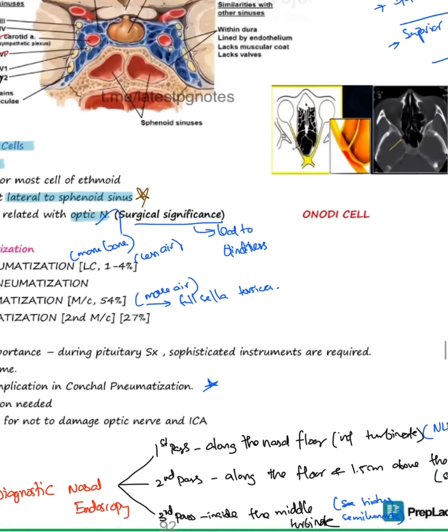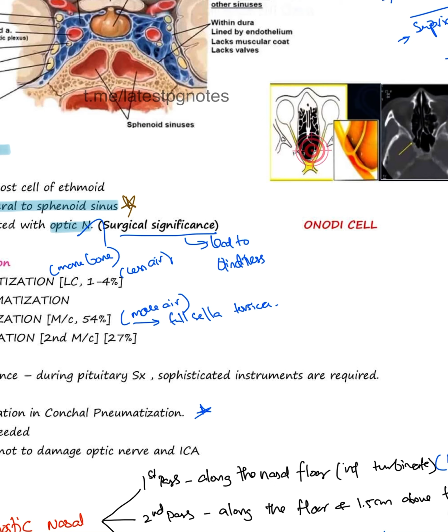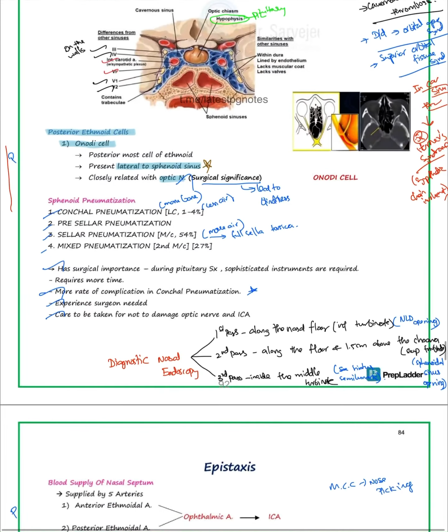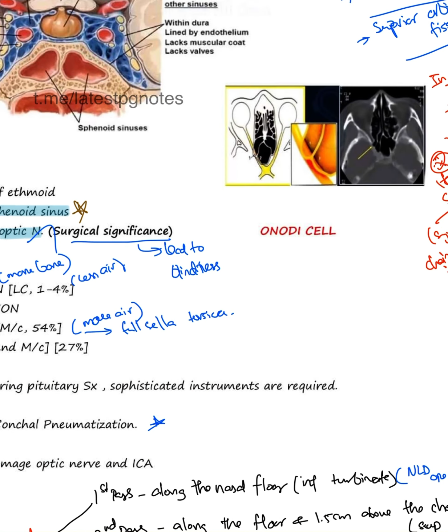Okay, this is the sphenoid sinus. Then these two are the Onodi cells. It is closely related to the optic nerve. So you can see this is the optic nerve. So when you are drilling through the Onodi cell into the sphenoid sinus, you need to be careful. You should not go straight. You can hit this optic nerve, it causes immediate blindness. So you should take a diversion to the sphenoid sinus.